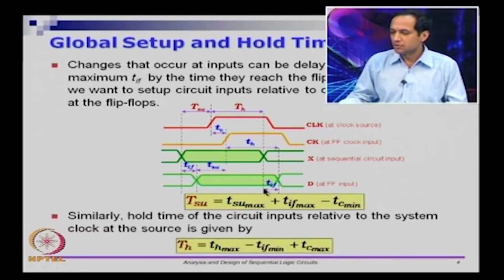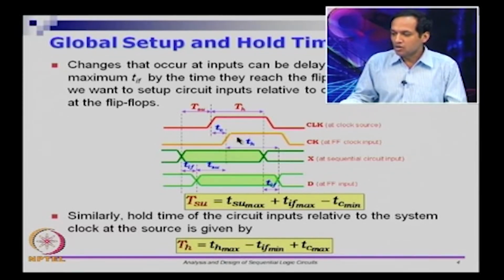So, let us put it down. Capital TH is capital TC plus TH of the flip flop minus TIF. This is just written in a rearranged manner: it is TIH minus TIF plus TC. It is the same expression written in a different form. Now, let us go and look at the max and mins here.